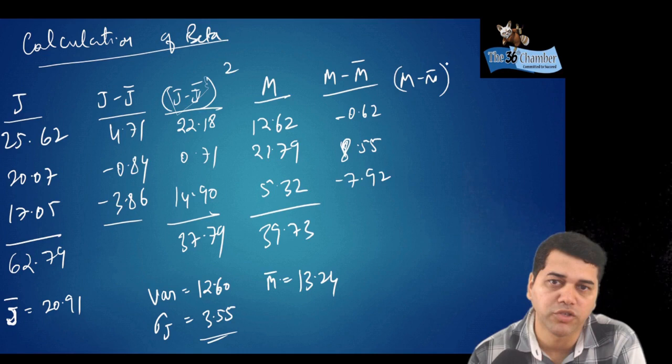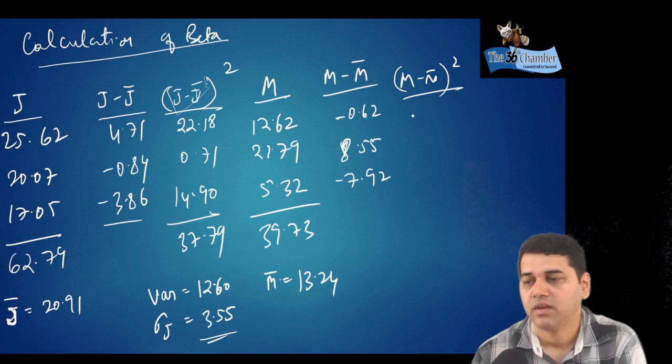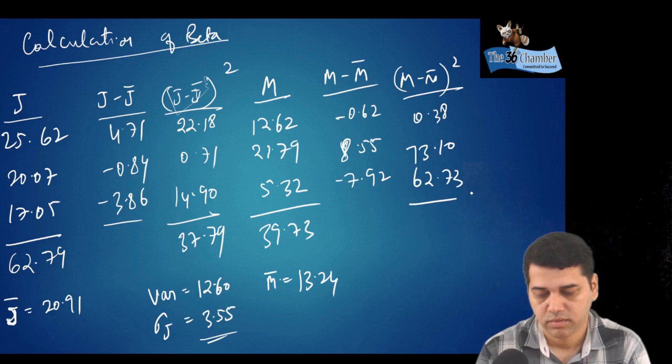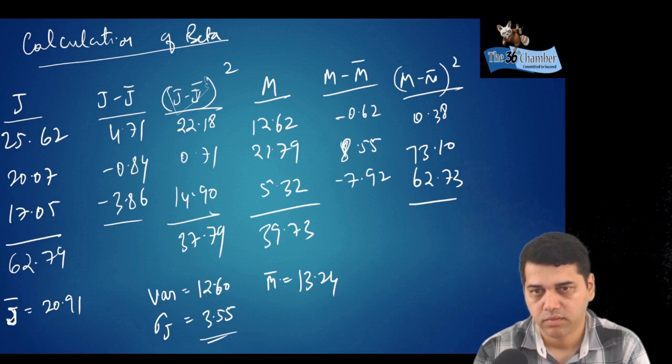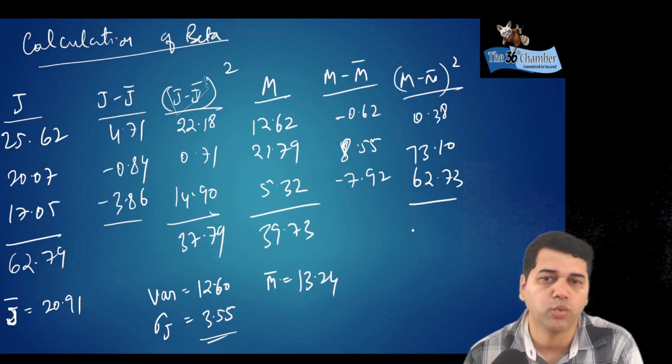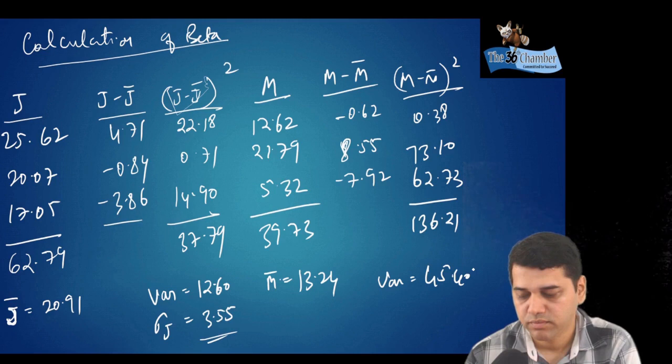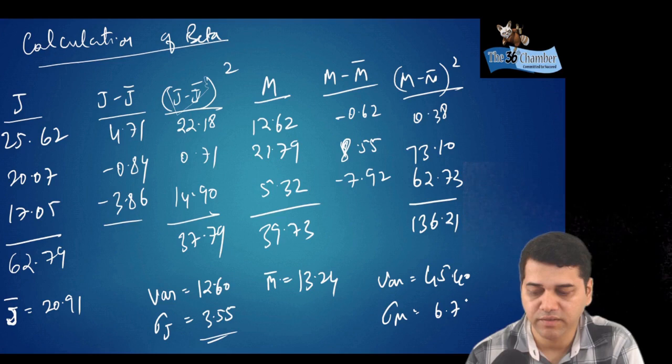Correct? 0.38, 73.10, 62.73, total 136.21. So what is the variance, divided by 3? 45.4. Square root, standard deviation of M is 6.74.